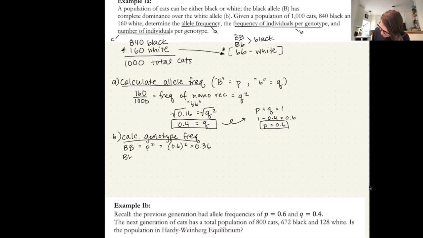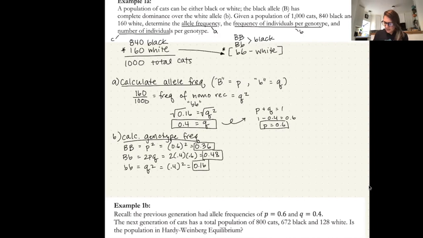For a heterozygous, we know it's 2PQ. So it's 2 times 0.4 times 0.6 to give us 0.48. And then our homozygous recessive is going to be Q squared, which we've already calculated, but I want to just make sure that everything is working. And we get our 0.16. So these are our genotype frequencies.